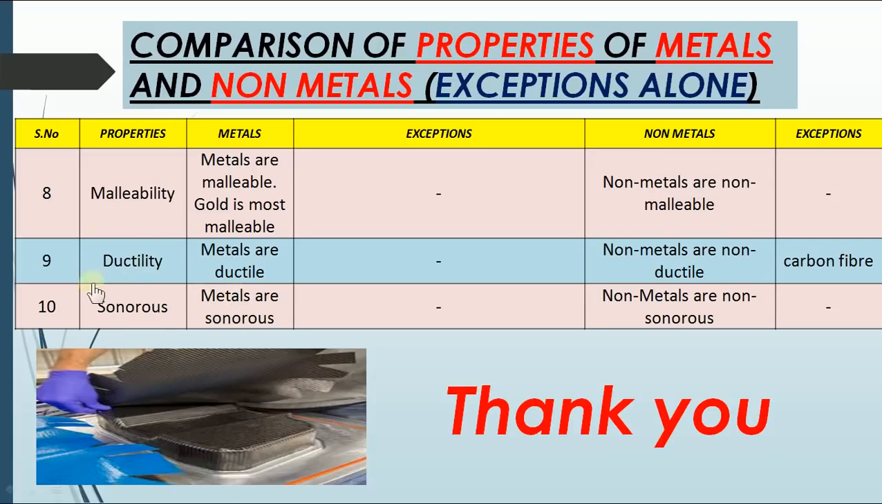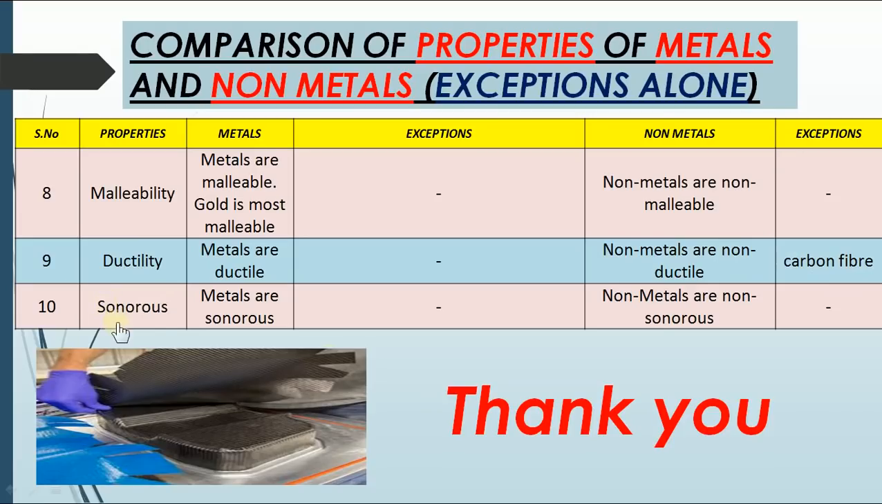Similarly, ductility. What do you mean by ductility? We can draw metals into thin wires. That property is called ductility. Metals are usually ductile, so we can make them into wires. Similarly, non-metals are non-ductile, which means we cannot make them into thin wires. But carbon fiber is an exception. Carbon fiber is made into sheets, so it has a ductile property.